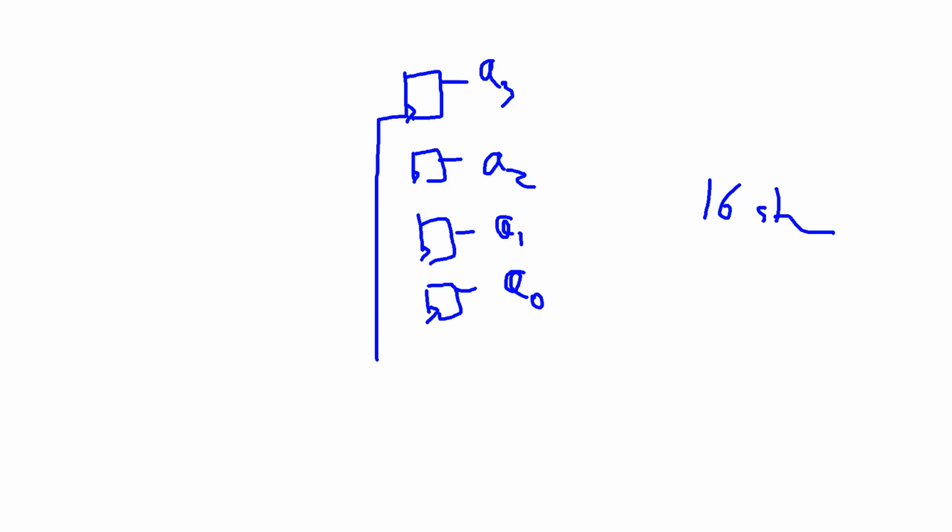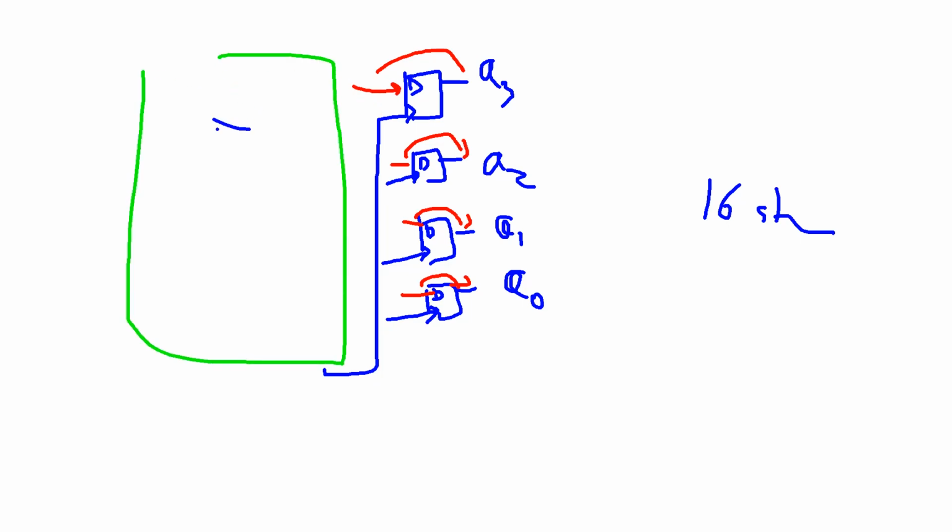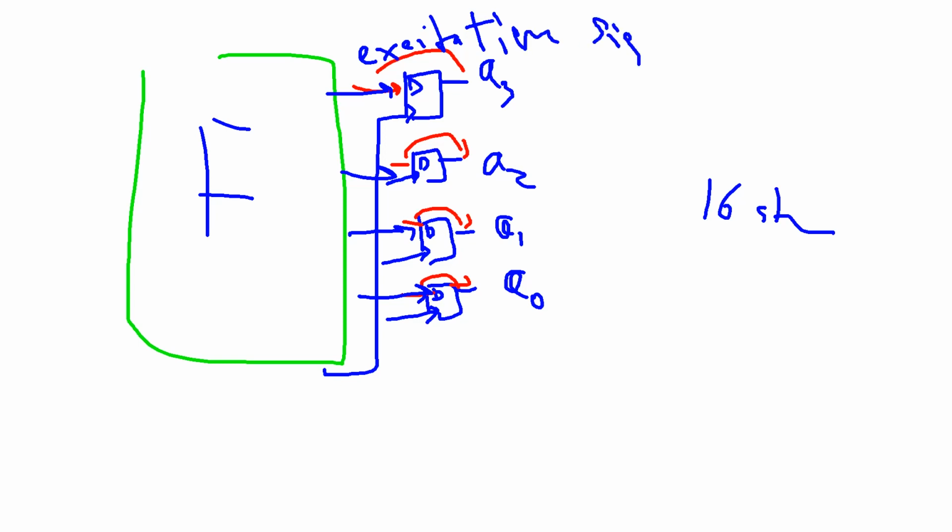And don't forget that all of these use the same clock, a common clock. And when the clock ticks, the flip-flop will read the input, right? For example, when the clock ticks, the input of each flip-flop will be updated to the output Q. And this signal comes from circuit F, right? The output of circuit F that is applied to the flip-flops is called the excitation signal.